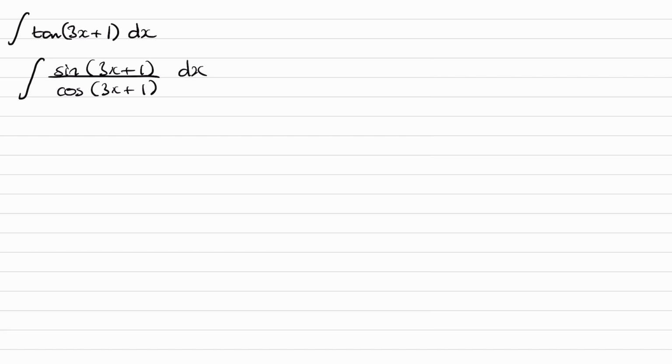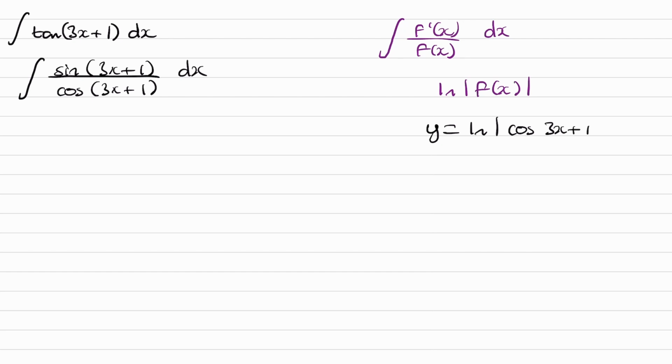So this is now of the form of the integral of f dash x over f of x. Because the denominator, which is cos in this case, differentiates to make minus sine, which is pretty much what we have here, just off by a factor. We'll correct for that factor. Our solution would therefore be of the form of ln of the denominator, so ln of f of x. In our case, that would be ln of cos of 3x plus 1.